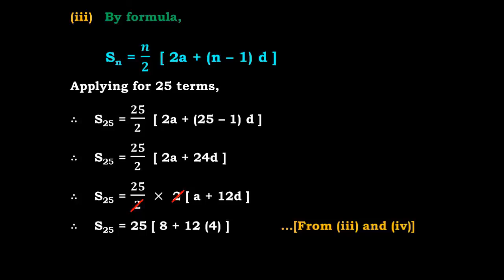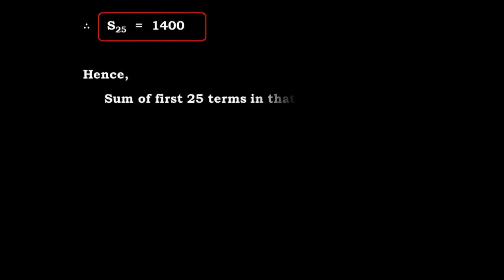See, we have the values of A and D from equation number 3 and 4. 12 4s are 48. 48 plus 8, 56. So, we have S25 is equal to 25 into 56. That is equal to 1400. So, the answer is the sum of the first 25 terms in that AP is 1400.